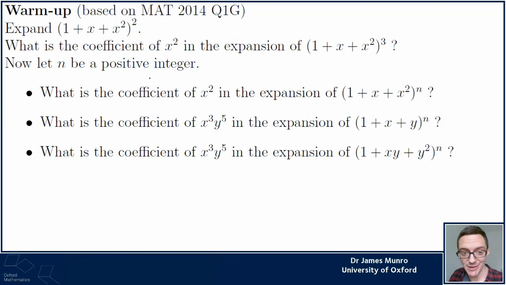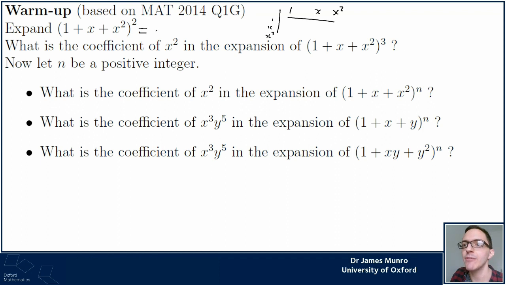So for the first part of this question, I've just asked you to expand the square of this term. There's three terms in there, so we've got to think a little bit. I guess this is slightly advanced multiplying out brackets stuff. Maybe we'd expect to get 9 terms by doing something like 1 plus x plus x squared times 1 plus x plus x squared and multiplying everything out. Different ways of doing this.